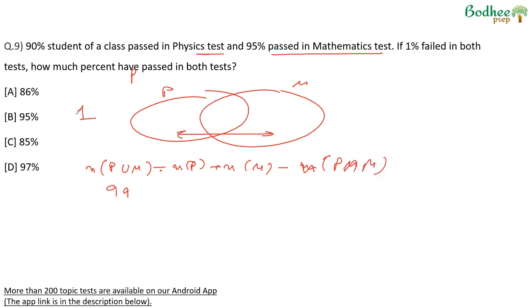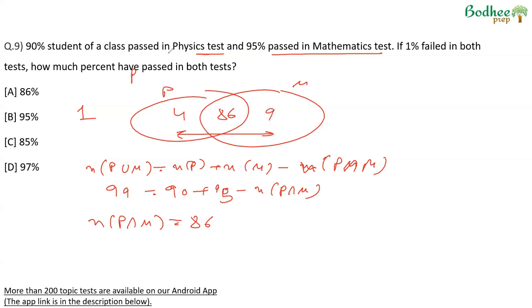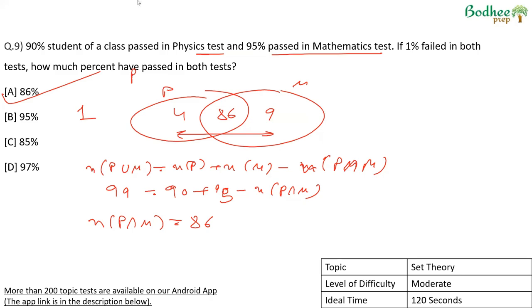This will be 99 because 1% failed in both, so 99 would have passed in at least one. This is physics. 90 plus 95 is 185 minus 99. N of p intersection m therefore will be 86. If this is 86, this will be 4, this will be 9, overall 93. So how much percent passed in both? 86 becomes my answer. Again, in terms of level of difficulty, I'd say easy to moderate, less than 2 minutes to solve.